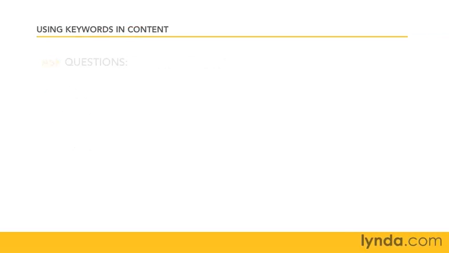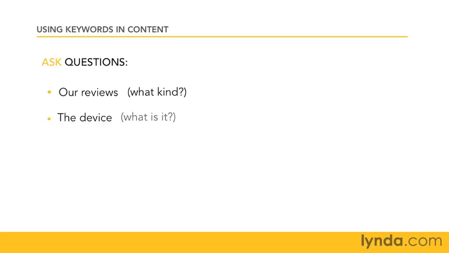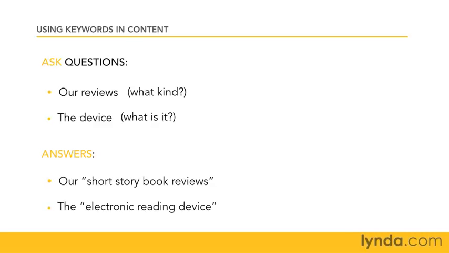So let's say the existing content of the site talks somewhere about our reviews or says the device. Those are very non-descriptive or generic type words. By thinking like a reporter, you can ask, what kind of review, or what is the device? The answers will often be a nice descriptive keyword phrase which you have previously researched. For instance, our reviews becomes our short story reviews. The device, it's an electronic reading device. Simple, right?